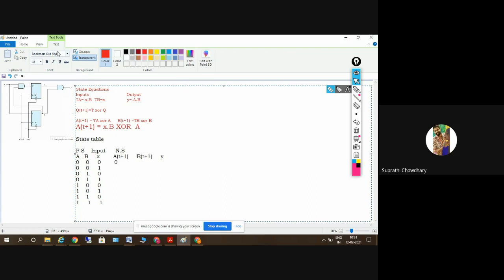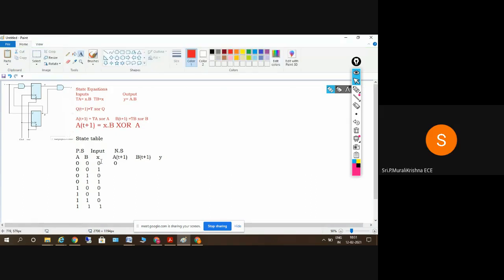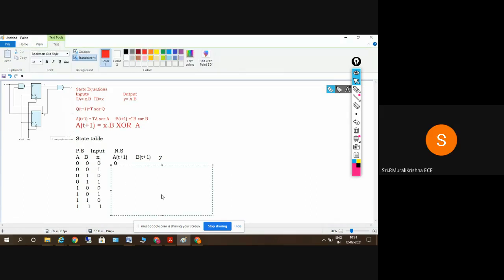Okay, and so what is the next value? It is x into b. x into b is 1 into 0, which is a 0. 0 XOR of 0 is a 0. Next, x into b: x is 0, b is 1 here, so it's a 0. So 0 XOR of 0 is a 0. Next x into b here: x into b is 1 into 1. So 1 into 1 is a 1. 1 XOR of 0 is a 1.